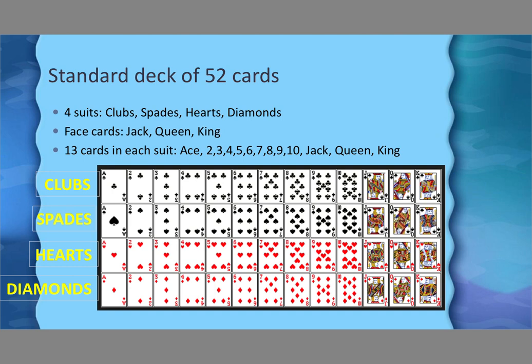All right, so we talked about the importance of knowing our standard deck of 52 cards. Here it is again. 4 suits, clubs, spades, hearts, and diamonds. There are face cards that are jacks, queens, and kings. There's 13 cards in each suit. Ace, 2, there's no 1. So ace, 2, 3, 4, 5, 6, 7, 8, 9, 10, jack, queen, and king. The clubs and the spades are the black suits. The hearts and the diamonds are the red suits. You have to understand the deck of cards because it's just going to ask you questions based on it. And obviously, if you don't know a deck of cards, you won't be able to answer them.